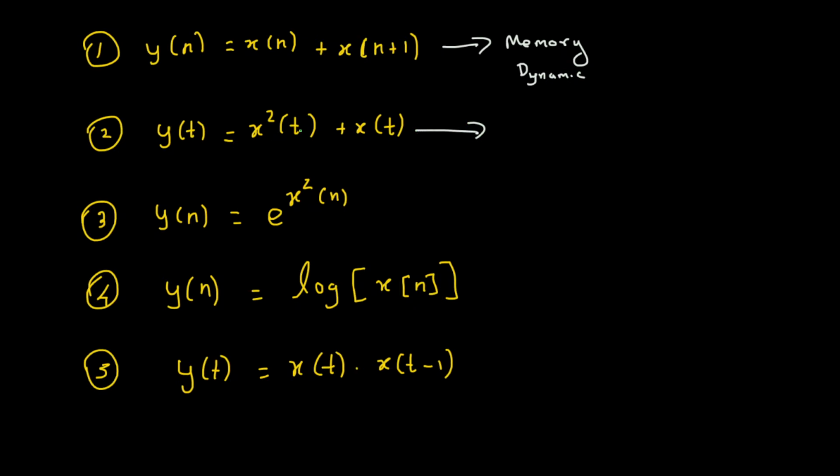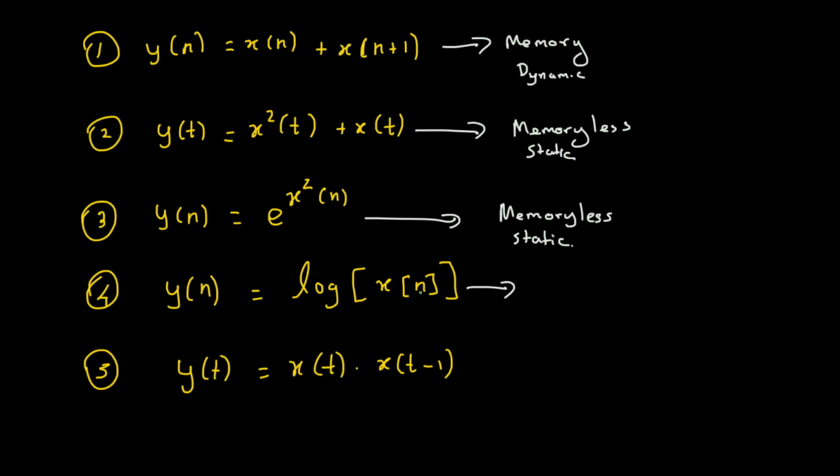And this one is a present input, so the output of the system only depends on the present input, which means this is a memoryless system. Memoryless means a static system. Here also the output only depends on the present input, therefore this is also memoryless, which means static. And here also it only depends on the present input, we don't have any shift for n, so this is memoryless, which means static as well.